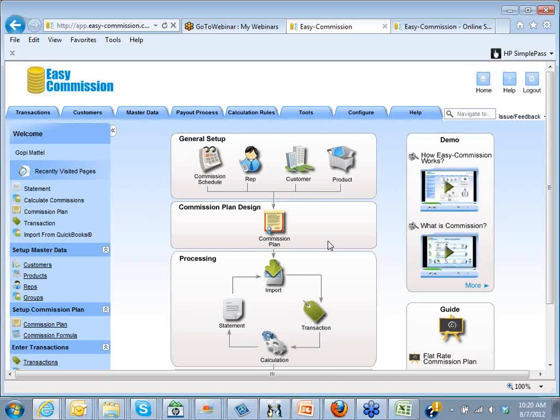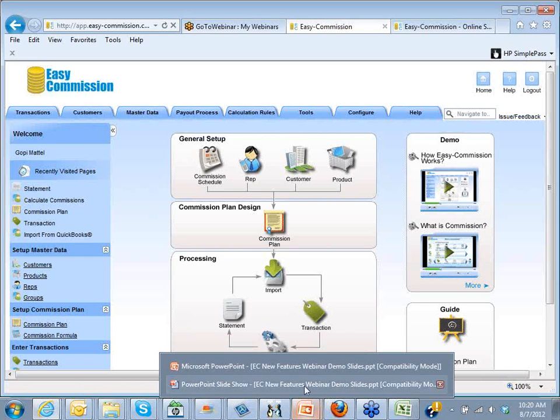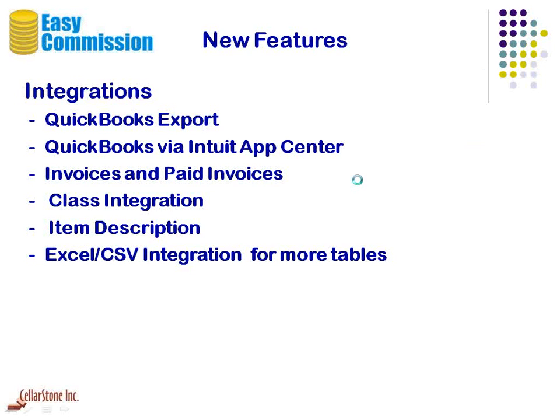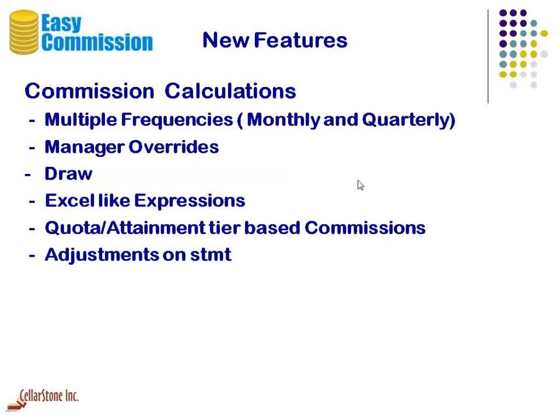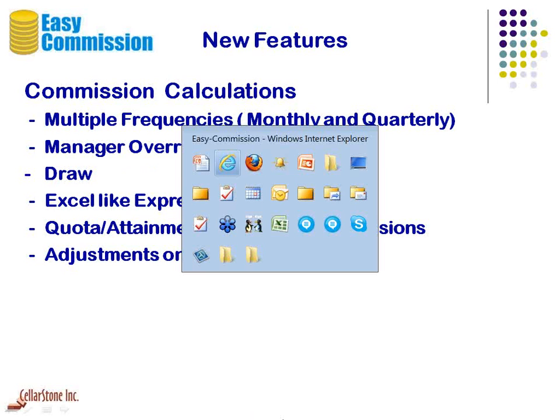Now, you've seen that, so let's go look. Some of you know these things, so you want to see what is new. So I'm going to cover that at this point. Okay, new features. Some of the things we've added include multiple frequencies, manager overrides, draw, Excel-like expressions, quota or attainment tier-based commissions, adjustments on statement, etc. So I'm going to cover some of these features in the system now.